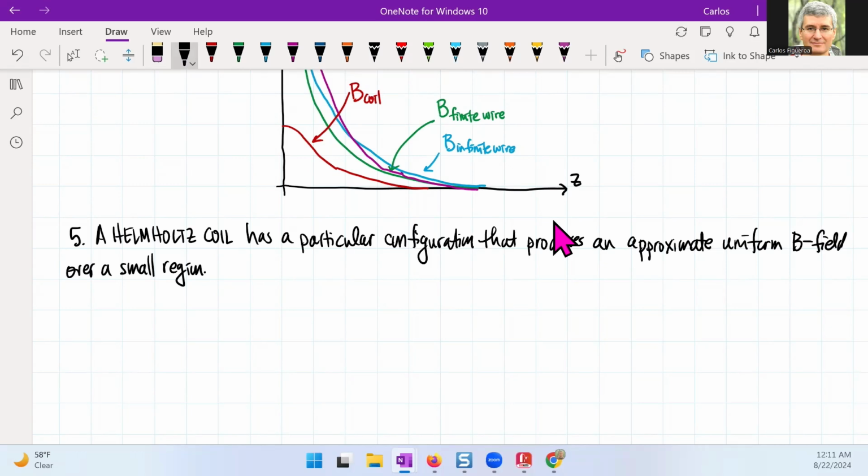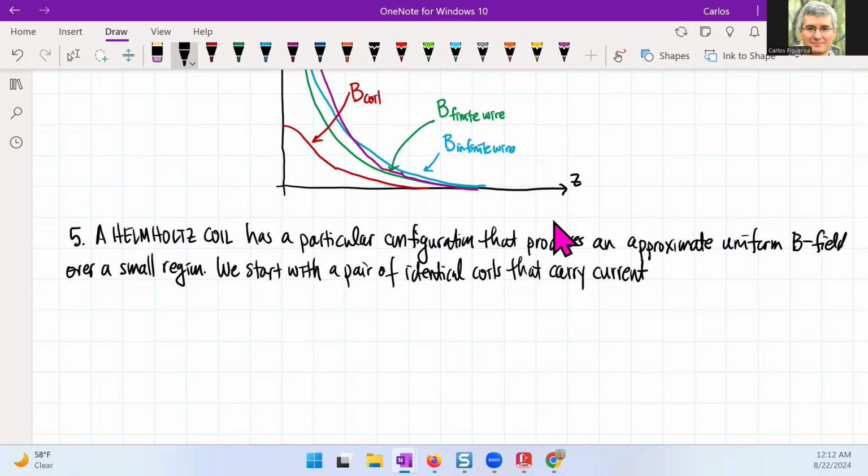The size of the coils will determine how uniform it really is. So here's what we have to do. We start with a pair of identical coils, and they're circular, that carry current.